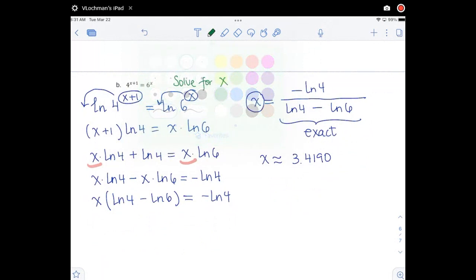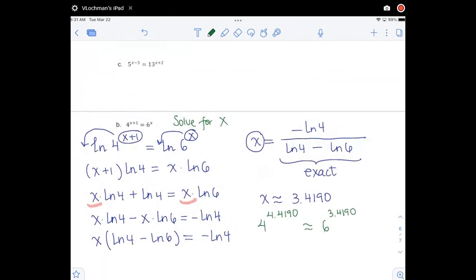So if I were to plug in 4 raised to the power x plus 1, so that would be 4.4190. It's approximately equal to 6 to the power 3.4190. Now, of course, because of the rounding error, you're not going to get exactly the same values, but it will be very, very close. So that's one way we can check if we've solved this equation correctly.